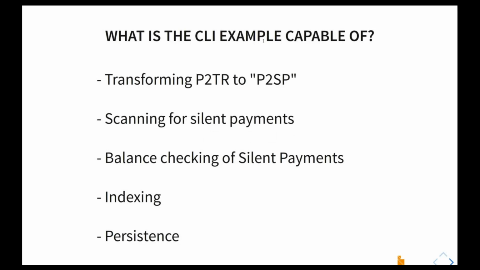So what I have shown you in this CLI example is that I'm capable of changing or transforming a PSBT with pay to taproot outputs to pay to silent payment outputs. I'm also able to scan silent payments with labels or without labels. I'm also able to get the balance of these silent payments. And well, the last 2 points are related to the third one, because indexing and persistence are the ones that make this balance checking for the silent payment wallet available. So that's what the CLI tool that I have implemented is capable of.